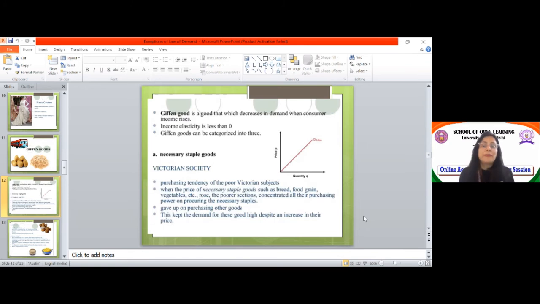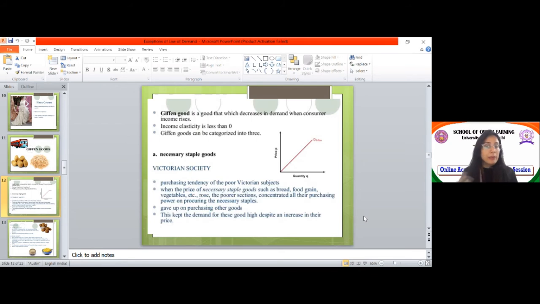So this kept the demand for these goods high despite an increase in the price. So that is the exception of demand. Even if the price of that product increased, the demand for that product also increased, because people tend to go towards that. Like prices are rising, so sometimes they start procuring that. Even at the COVID time, we were procuring a lot of necessities with us.